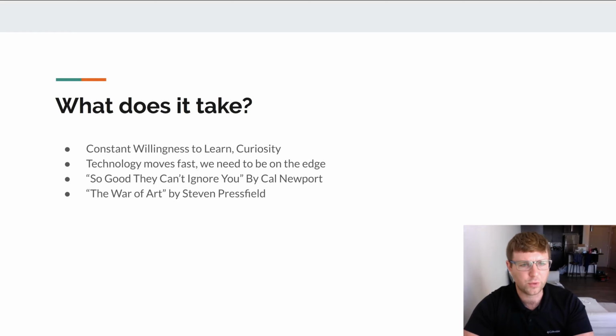Because technology moves fast, we constantly need to be on the edge. We need to know the newest tools or the coolest tools. So it really is about a willingness to learn. So you have to dive in. Sometimes there isn't documentation, so you have to just jump in and get your hands dirty and start playing around with the code and figuring out how it works.